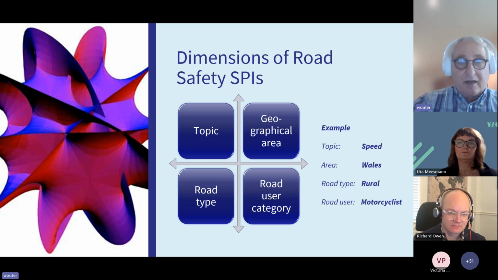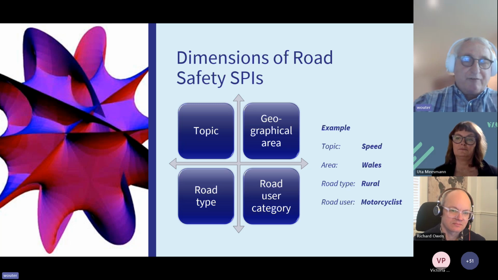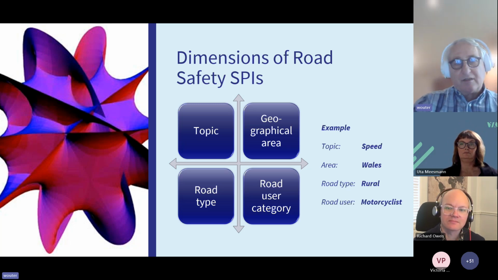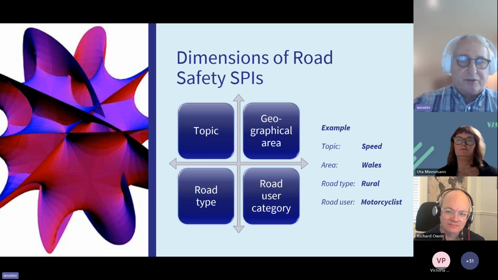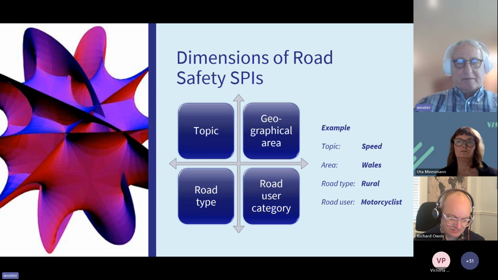And here I give an example. You could say we are looking at the speeds in Wales on rural roads by motorcyclists. So you have to define those 4 dimensions all the time. Otherwise, it doesn't make sense to make comparisons. And actually, the ability to make comparisons is one of the key advantages of SPIs.